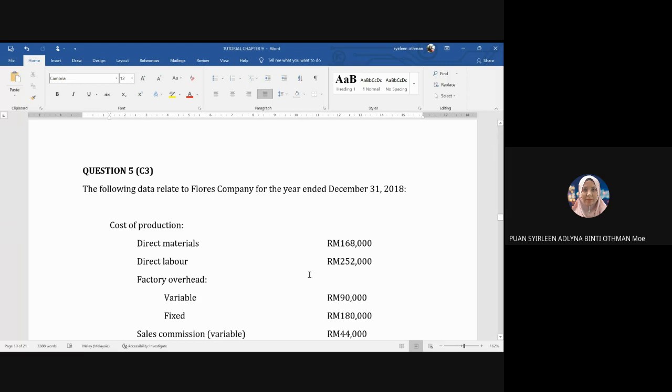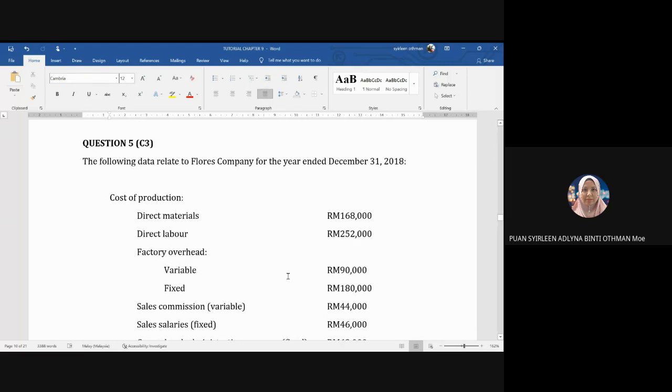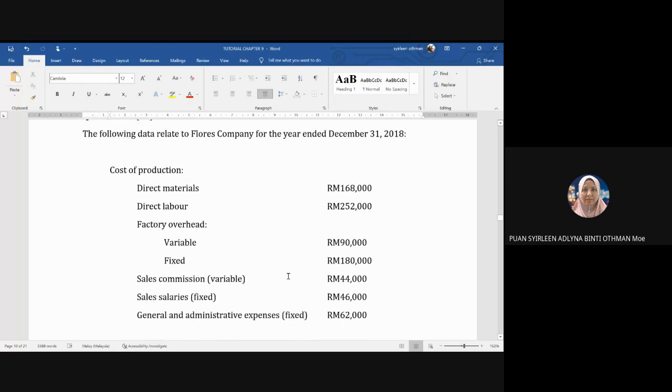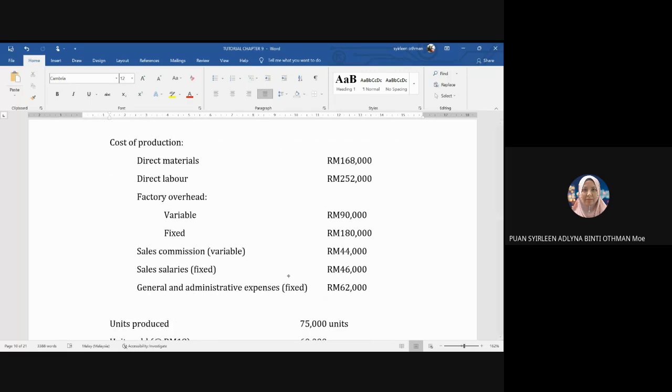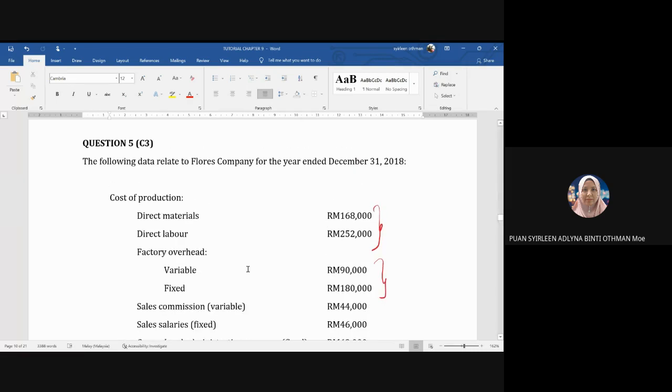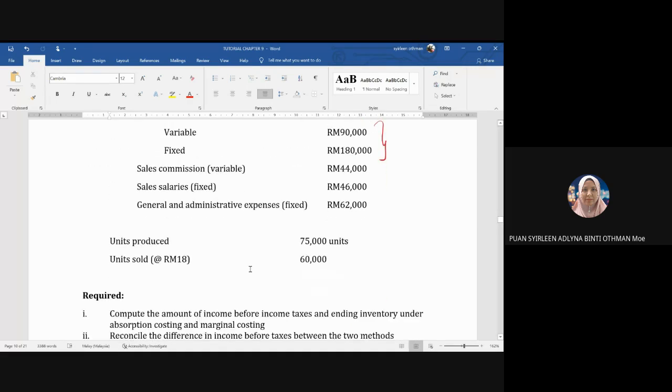Okay, next. Question 5, dia bagi following data relate to florist company for the year ended 31st December 2018. So yang ni dia bagi untuk direct material, direct labor. So bawah ni dia bagi kamu variable and fixed. Lepas tu kat bawah tu tak ada apa dah.